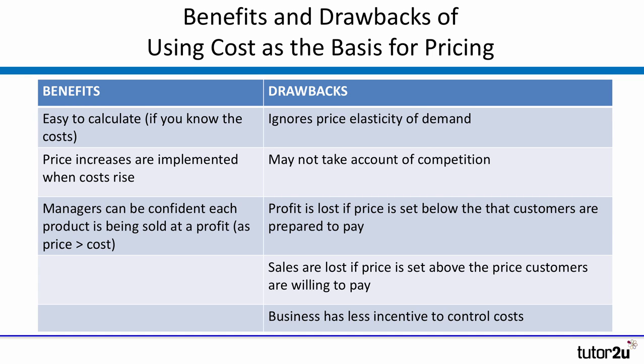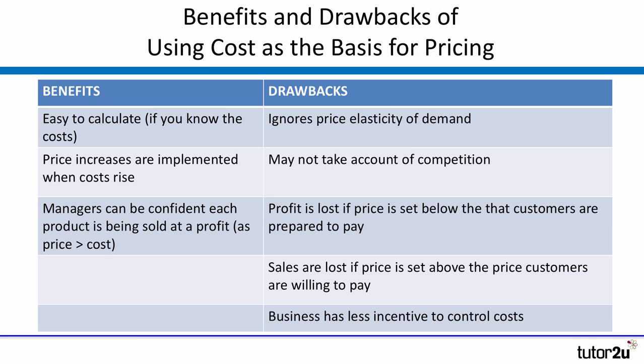Well, it's widely used. What are the advantages and disadvantages of this method? Of course, if you know what your costs are, then it's really easy to apply a policy of markup. Let's just say we always apply 250% on top of the cost of the product, maybe what we've bought it for. That's a really easy way to set the price.